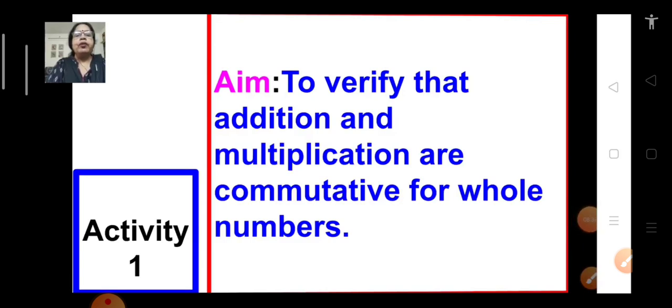Children, I hope you have understood how to do the activity. Now I'll explain how to write the activity in your MATLAB activity notebook. Children, you need to have a MATLAB activity notebook. If you don't have one, you can use any notebook that is available at home.